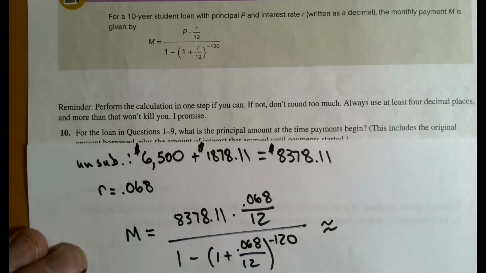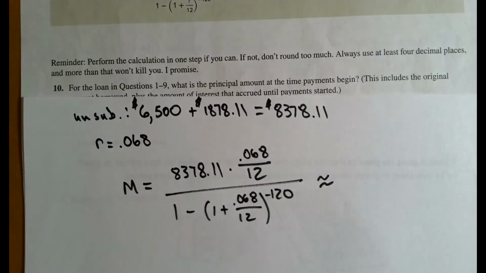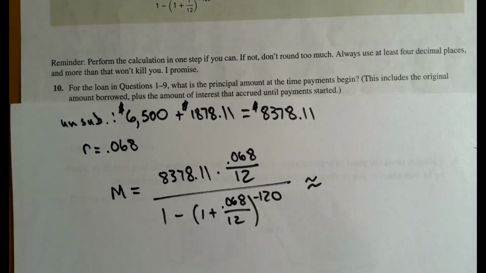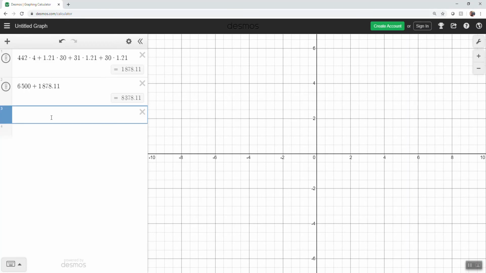I really encourage you to type this entire thing into Desmos. Desmos is a beautiful way to handle it, and it's easier if you can type it all in at once. You won't make mistakes, hopefully. So 8,378.11 times that 0.068 divided by 12. And note, I'm going to put a parentheses here. Then I'm going to hit the division sign again, and it automatically becomes a fraction. And the denominator will just be 1 minus parentheses 1 plus 0.068 divided by 12, and I'm going to raise that to the negative 120.